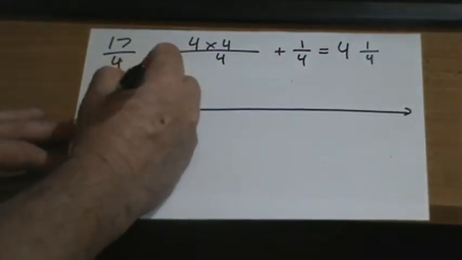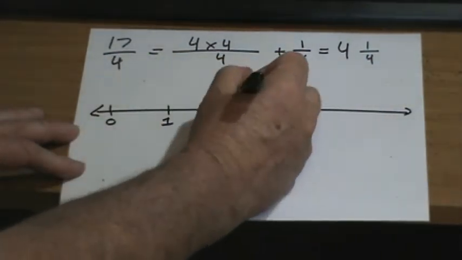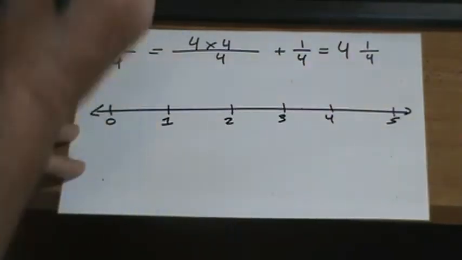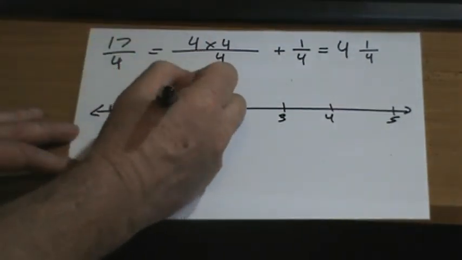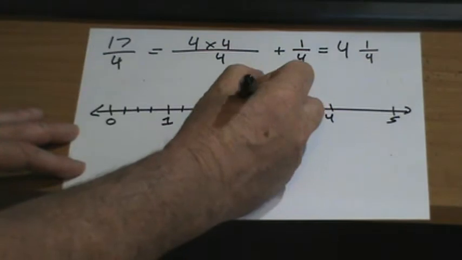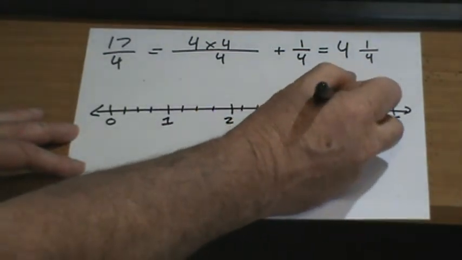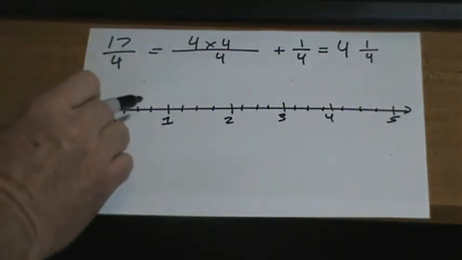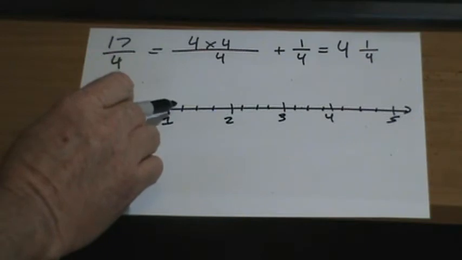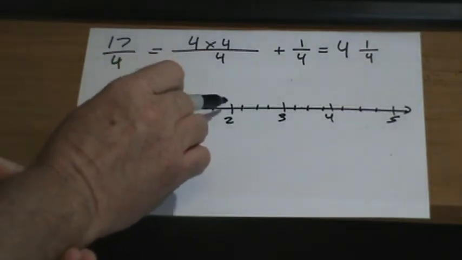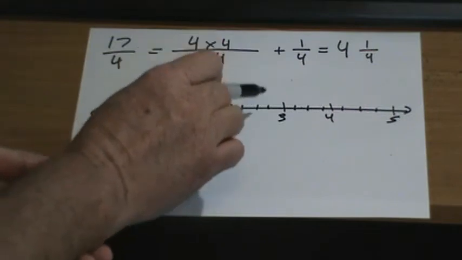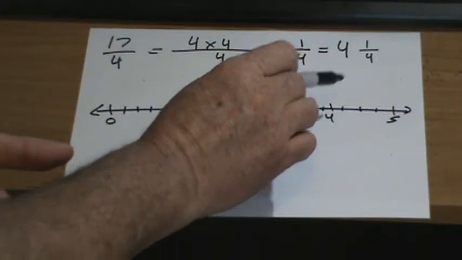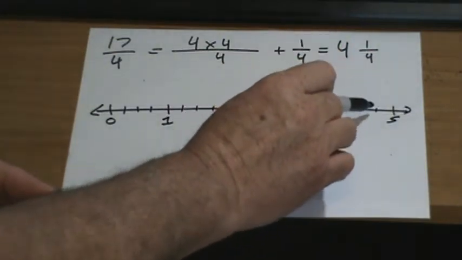So this number line is going to go all the way to 5. 0, 1, 2, 3, 4, and 5. And let's break them into quarters, our fourths. 1, 2, 3, 4. Let's do a little skip counting. 1/4, 2/4, 3/4, 1. 1 and 1/4, 1 and 2/4, 1 and 3/4, 2. 2 and 1/4, 2 and 2/4, 2 and 3/4, 3. 3 and 1/4, 3 and 2/4, 3 and 3/4, 4. 4 and 1/4, 4 and 2/4, 4 and 3/4, 5.